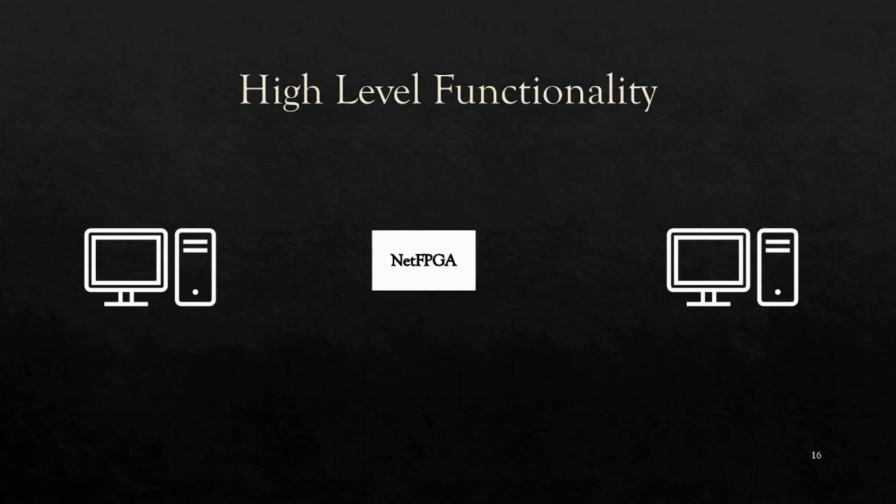Let's go over the high-level functionality of our system. Here we have two nodes that are connected through a NetFPGA router, which includes our network processor. Suppose node 1 wants to send an RDMA read request to node 2. The application running on node 1 would need to call this function. The parameters in this function include the local address, which is the memory address in node 1, the remote address, which is the memory address in node 2, and the length of the data that we want to read.